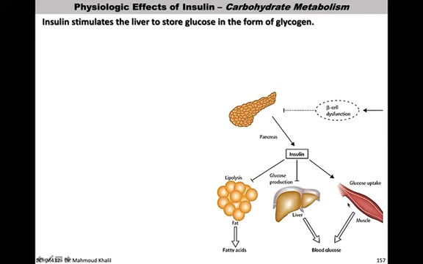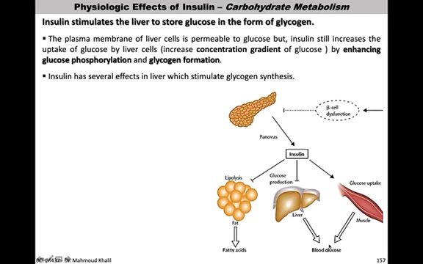Of course, from the liver and the muscles, the blood glucose level can be increased. The plasma membrane of the liver is actually permeable to glucose, but still insulin increases the uptake of glucose by liver cells, based on the concentration gradient of the glucose, and as well by enhancing the process of glucose phosphorylation and glycogen formation.